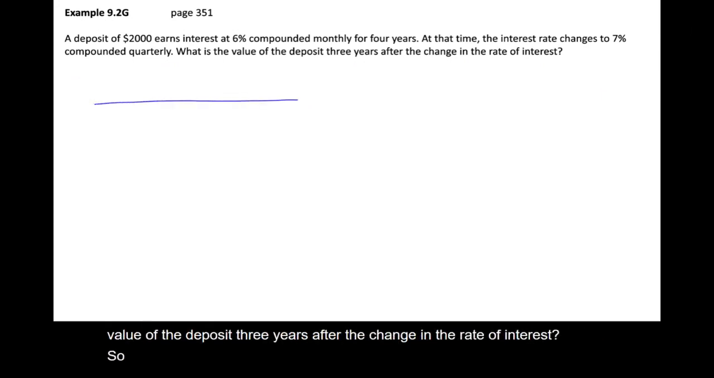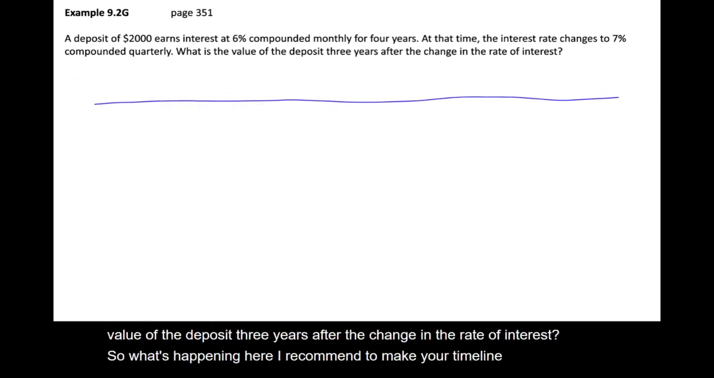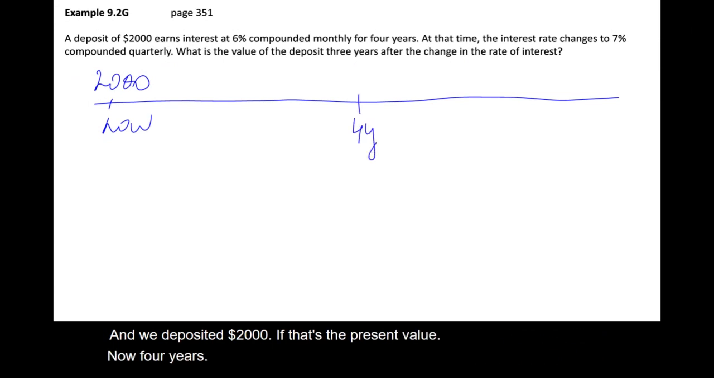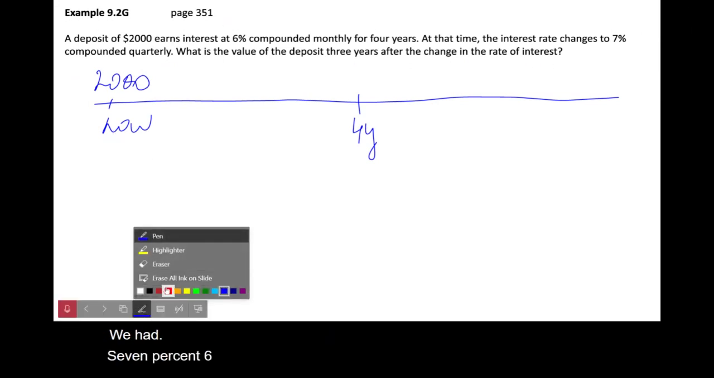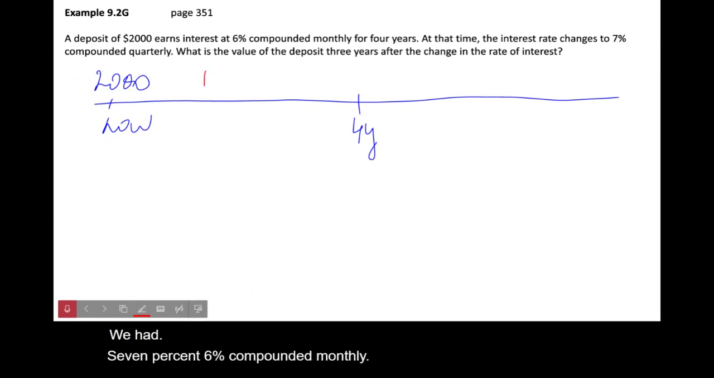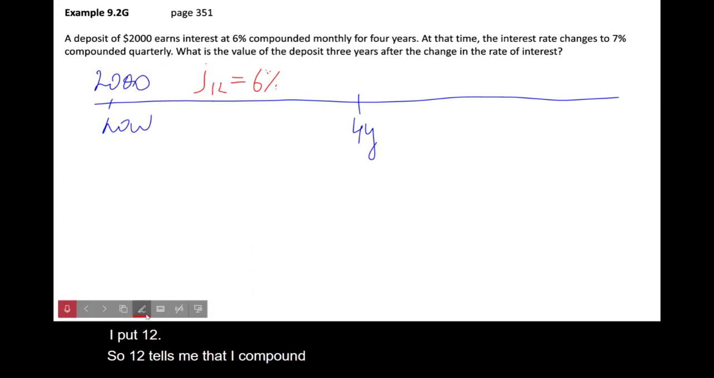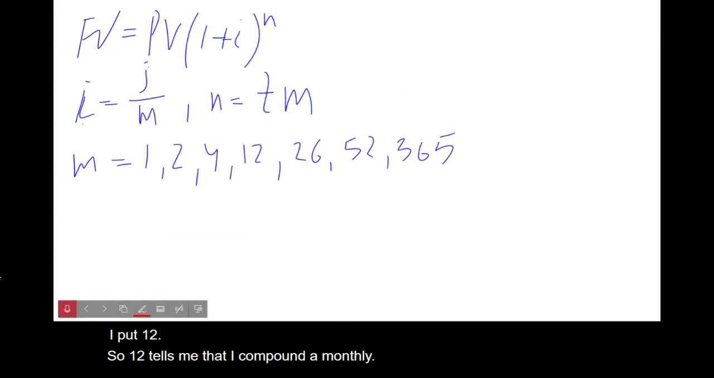So what's happening here? I recommend making a timeline. Now, we deposited $2,000. That's the present value. Okay, now 4 years, we had 6% compounded monthly. So I have J. I put 12. So 12 tells me that I compound monthly. So let's talk about this a little bit.